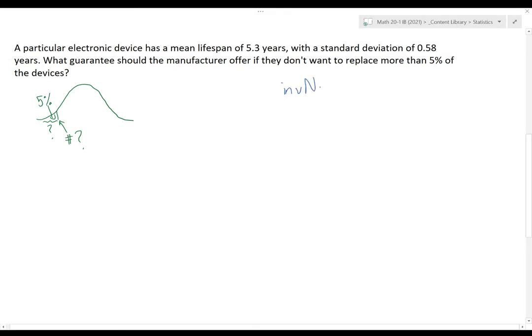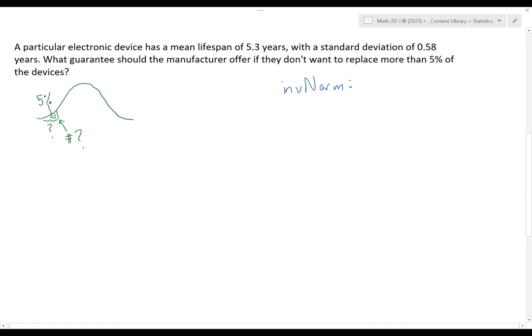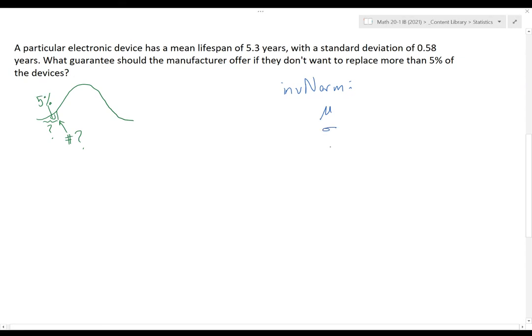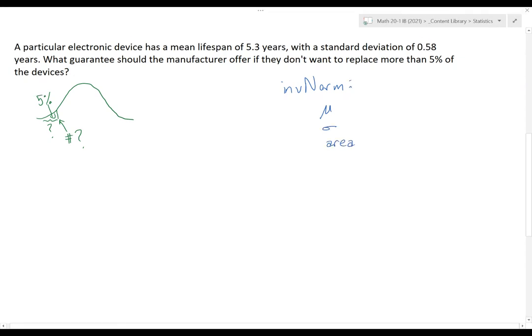So inverse normal. And again, for that, you're going to need the mean, you're going to need the standard deviation, and you're going to need what it calls an area. So this is always the percentage, or the area, total area under the normal distribution, the normal curve. It all adds up to 1. In calculus, you'll learn what that means, how to find area under a curve using calculus. But the area under this whole curve is 1. And so that area corresponds to 100%.